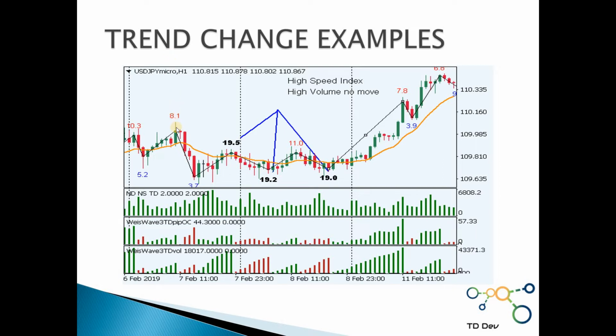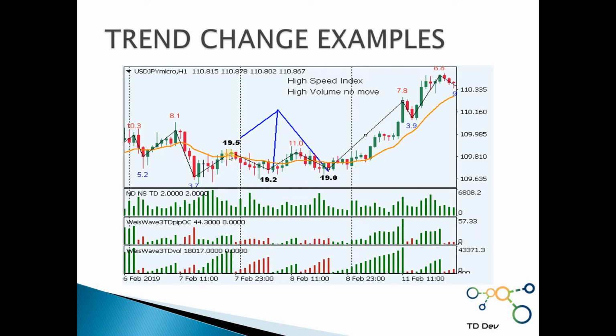Look how it is now, if you are able to read this chart properly, how easy it is to identify that the trend is going to change. So we are in a downtrend. So we are looking at the speed indexes 10.3, 5.2, 8.1, 3.7. Then we see a big number which is 19.5. So this is the first wave with a high speed index, and this is stopping volume.